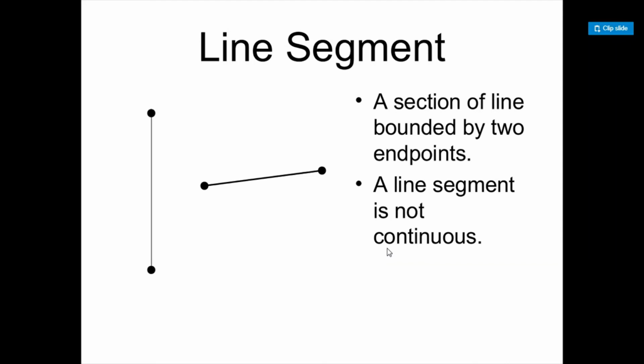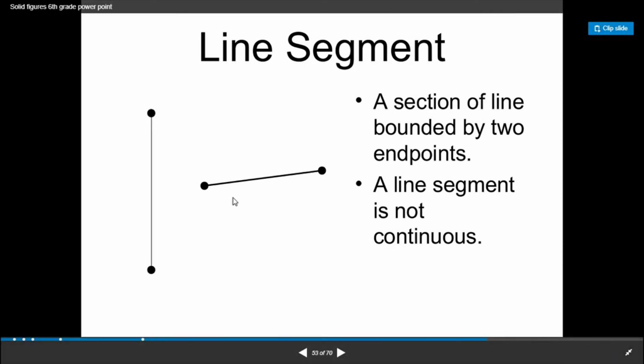We have also the line segment. A line segment is a part of a line that has two endpoints. A line does not have any endpoint, but a line segment has endpoints, and these are the two points where the line ends.